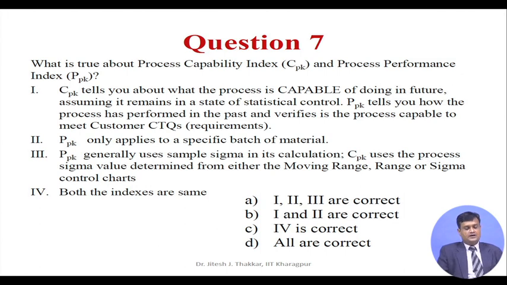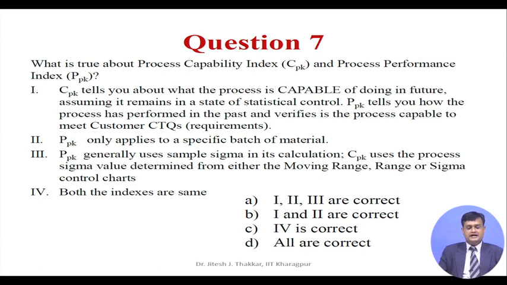Question 7. What is true about process capability index and process performance index? So you have studied two concepts, one is CPK, other is PPK, and you can look at the various statements. One, CPK tells you about what the process is capable of doing in future, assuming it remains in a state of statistical control. PPK tells you how the process has performed in the past and verifies is the process capable to meet customer CTQ, critical to quality requirements.